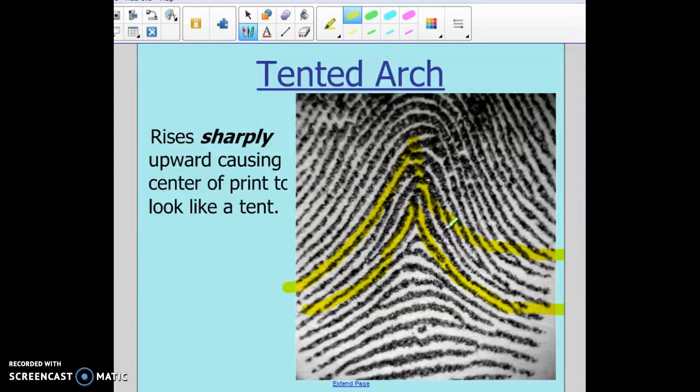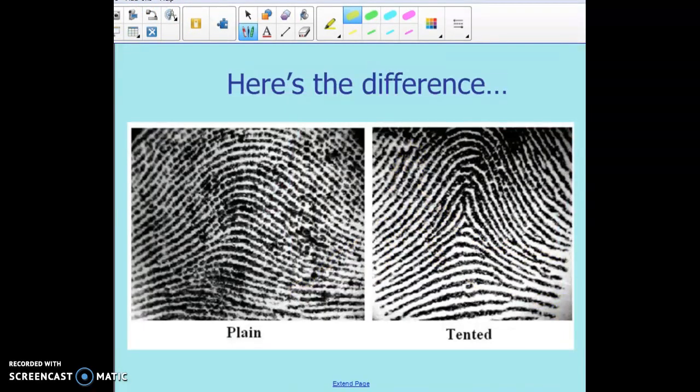So the tented arch is just, it rises up sharply in the middle. It looks like a tent, which is why it's called a tented arch. So there's 2 kinds of arches: plain arches and tented arches. And here's the difference between them. You've got a plain arch here on the left, and you've got a tented arch on the right. So arches are the first category or classification of fingerprints. Ridges enter one side, rise up, exit the opposite side.